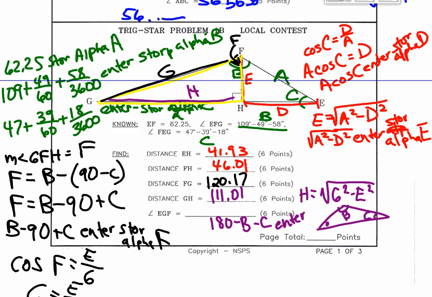And then I don't have to store it. It's my last answer, but I have to change it into degrees, minutes, and seconds. So what are the buttons to push for that? Second angle, right angle, and then number 4, and that'll change it to degrees, minutes, and seconds. And that one turns out to be 22 degrees, 30 minutes, and 44 seconds.